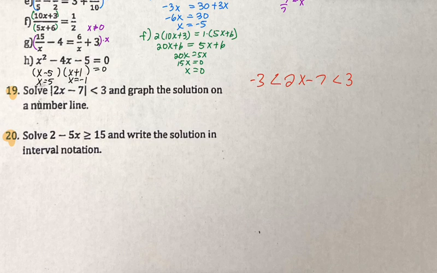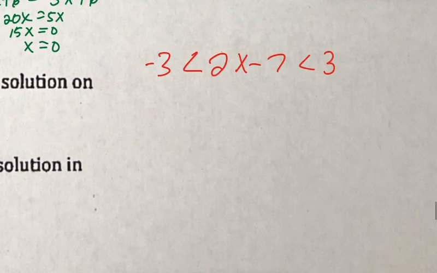Absolute value less than, you just stick the negative case directly on it. It's the easiest of our absolute values to solve because we can just attach it. And then it just becomes kind of a 3-part equation. Whatever you do to the middle to get your x by itself, you do to everything. So I'm going to add 7 to all those pieces.